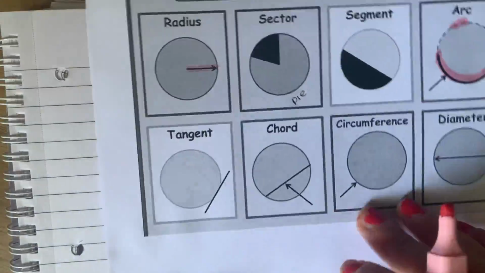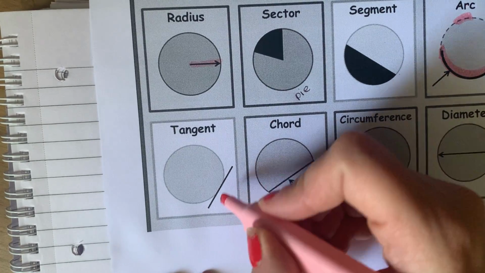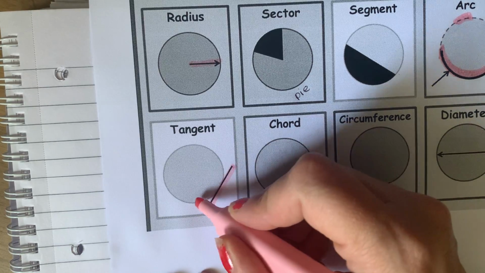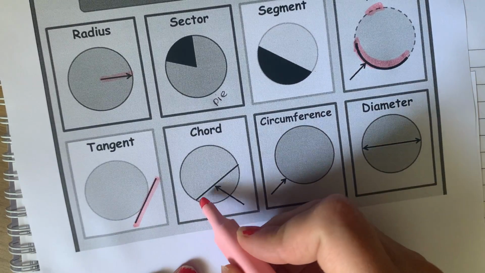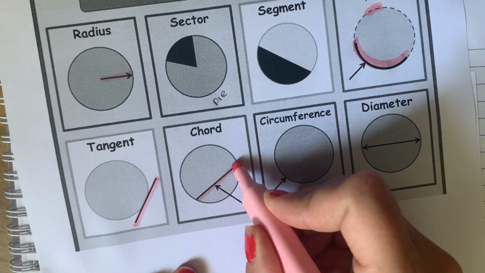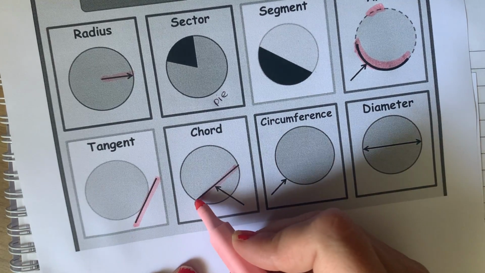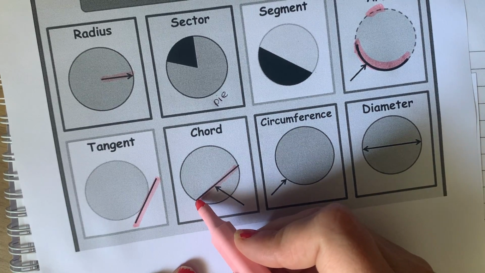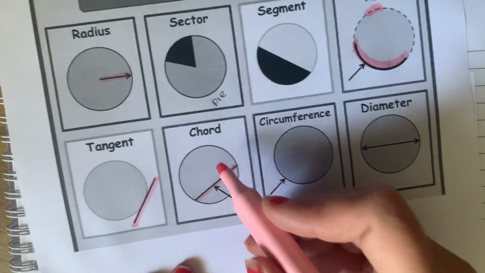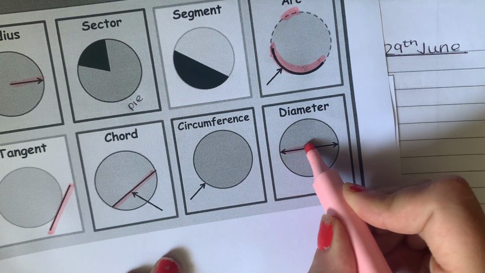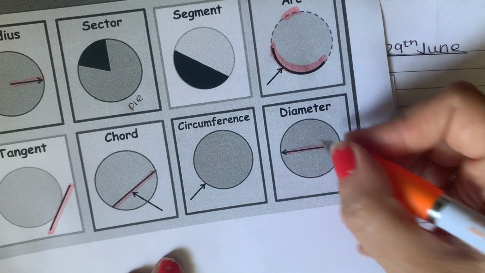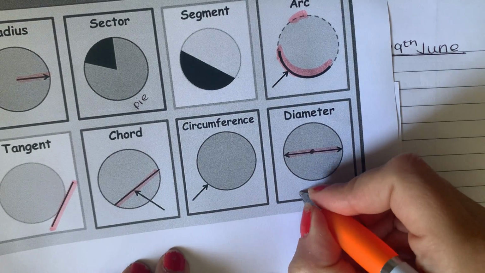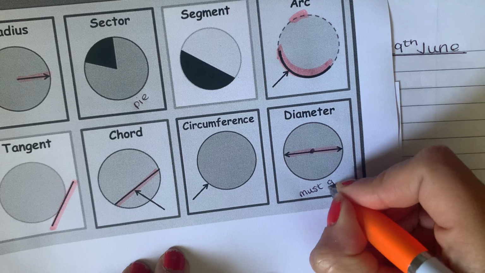We've also got a tangent. A tangent is when you have a straight line that touches the curve of the circle. We've got a chord. A chord is when a straight line goes from one part of the circumference to the other, but not through the middle. When it goes through the middle, it's called the diameter. It must go through the centre.